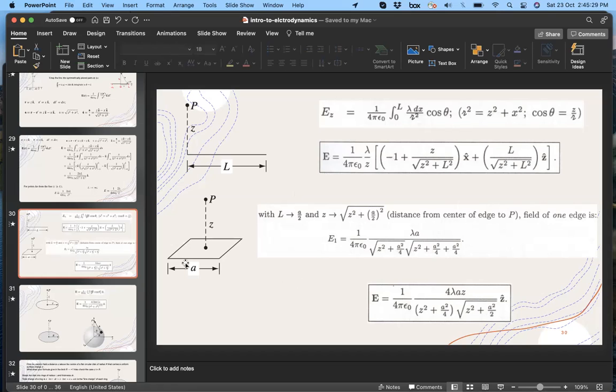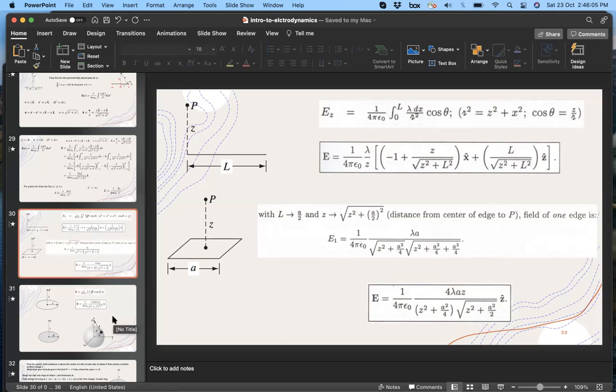Similarly, if we have a square with length a, all the sides having length a, and we want to find, at this point P, the effect of these line charges as an electric field here, then what we need to do is just use this expression and put L equal to a over 2, z equal to this, and then you are going to get the electric field. So you see how these things are correlated with each other.